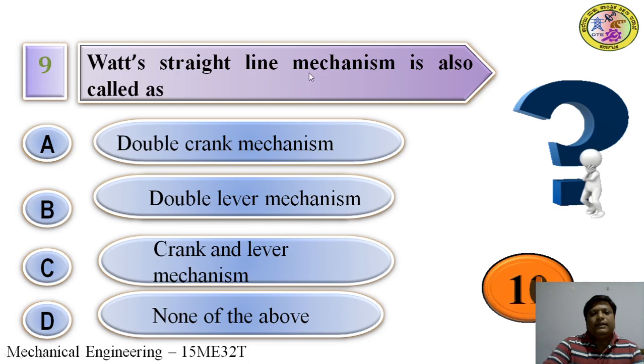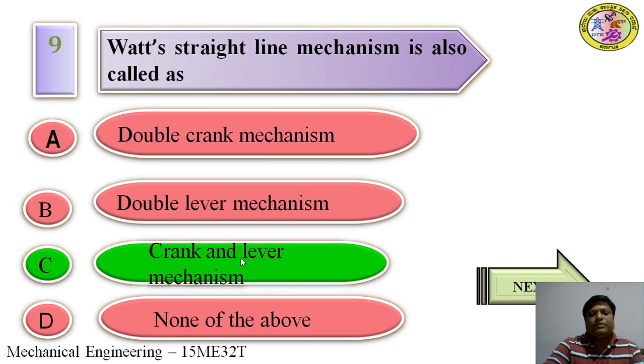Here what straight line mechanism is also called as: option A, double crank mechanisms; option B, double lever mechanisms; option C, crank and lever mechanisms; none of the above. In a 4-bar mechanism, the inversions of the 4-bar mechanism are beam engine, straight line mechanisms and also coupling rod of locomotives. So all of ours come under 4-bar mechanism. So therefore your option C is the crank and lever mechanisms.